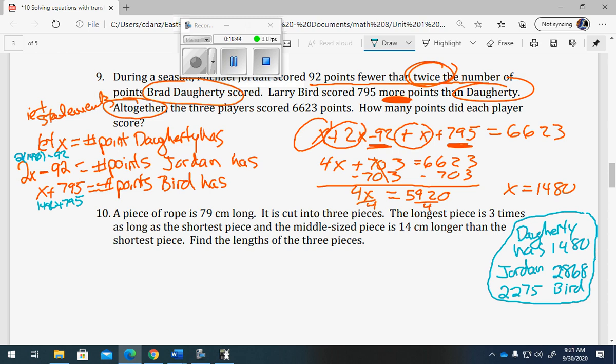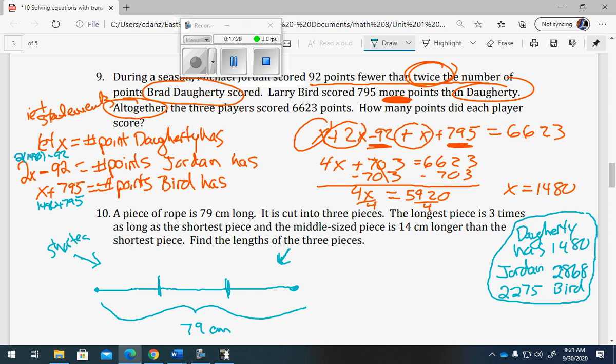And then number 10, a piece of rope is 79 centimeters long. So if I draw a piece of rope from here to here, this whole thing is 79 centimeters long. But it's cut into 3 pieces, so I'm just going to randomly cut it. The longest piece, I guess I'll just call this end piece over here the longest piece. The longest piece is 3 times as long as the shortest piece. I'm going to call this one the shortest over here. I'll call this one the longest.